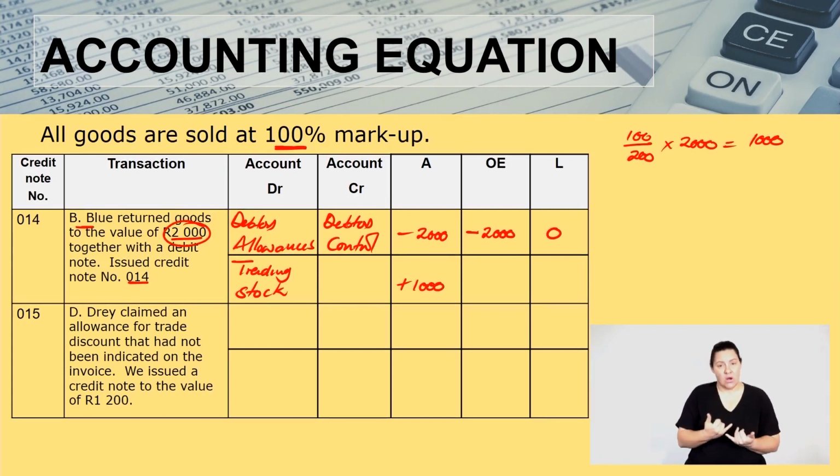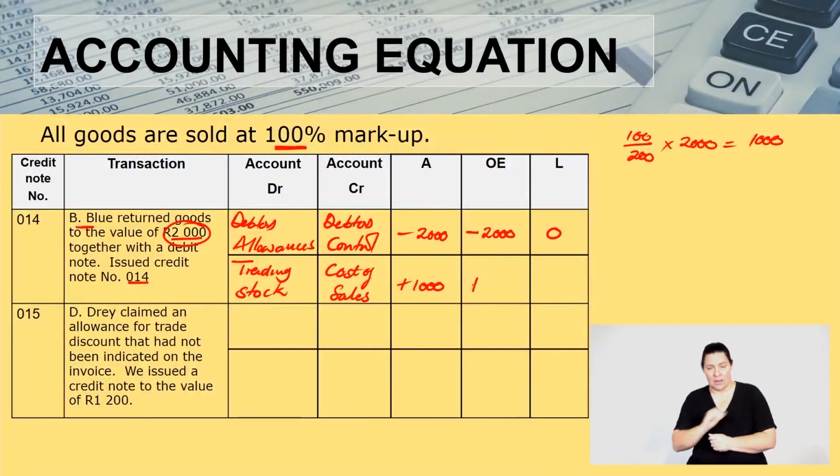And then when I come now, which account do I credit? I will credit my cost of sales. And my cost of sales, remember, I would have regarded it as an expense. Now, when I am having debtors allowances, I am decreasing this cost of sales. Hence, I'll come here on my owner's equity and I'm saying plus 1,000. Does it affect my liabilities? No. Therefore, it is no effect. They have 0.